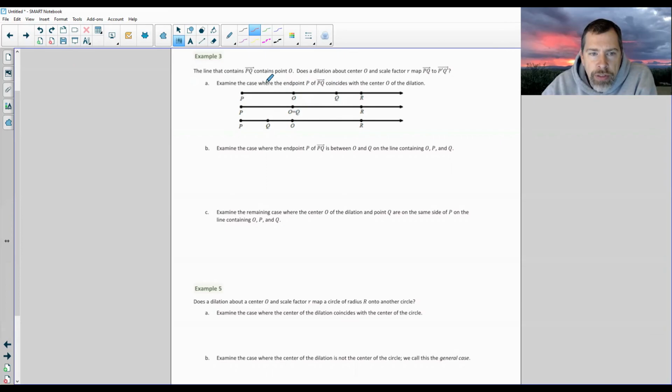It says to examine the case where the endpoint P of ray PQ coincides with the center. So when they say coincides, the endpoint P of PQ coincides with the center O of the dilation. Okay. So these are the 3 possible outcomes.